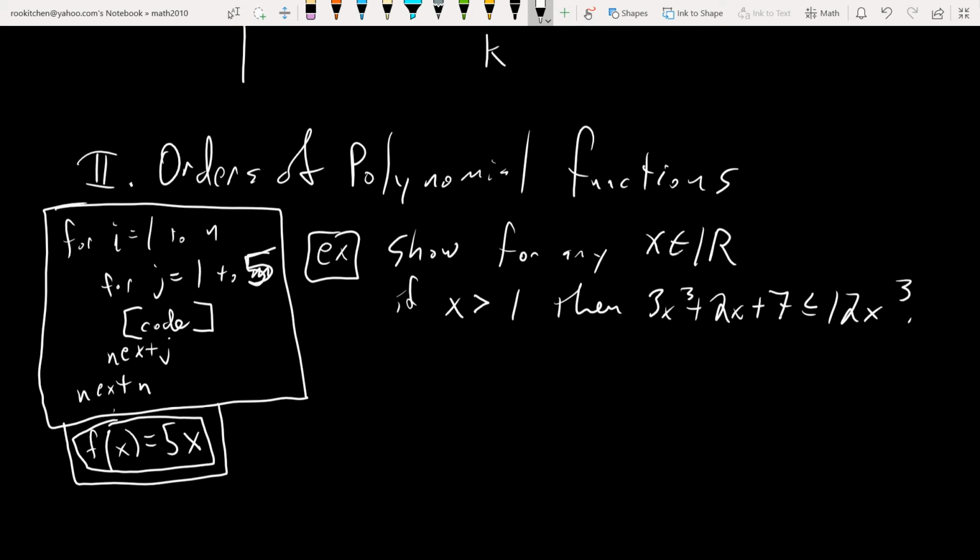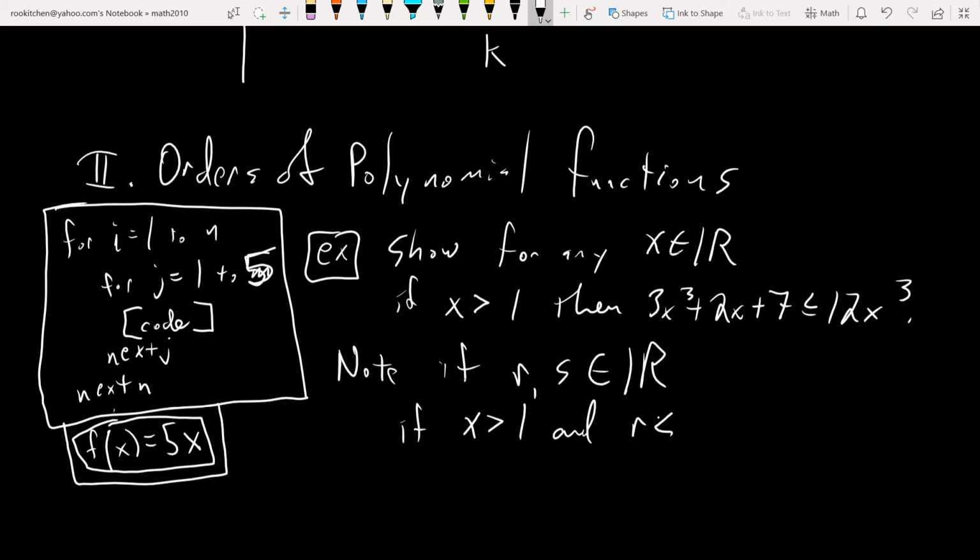So not exactly at the order stuff yet, but this is a kind of manipulation I need to be able to do. Okay, so it'll hinge on this fact. Note if r and s are in the rational numbers, or in this case we have r and s in the natural numbers, I guess, but let's just say rational numbers. And then if x is greater than 1 and r is less than s, then we can say x to the r is less than x to the s.